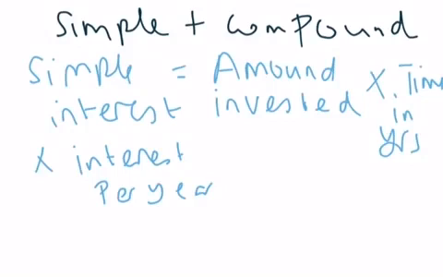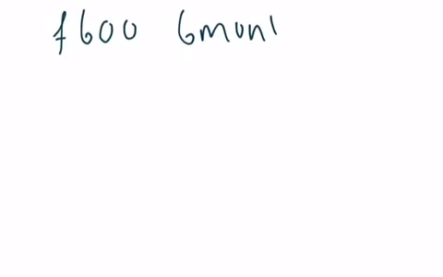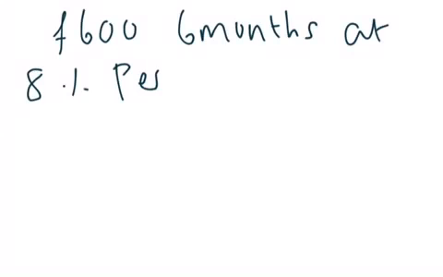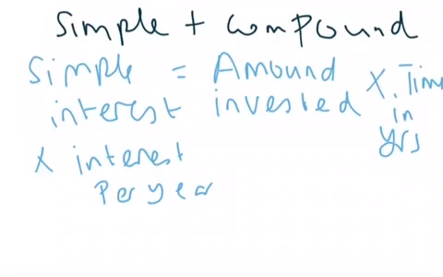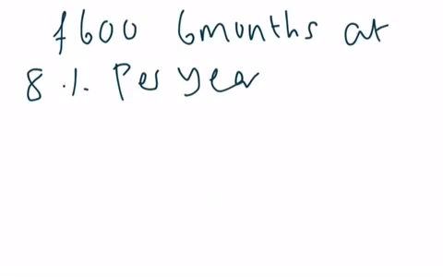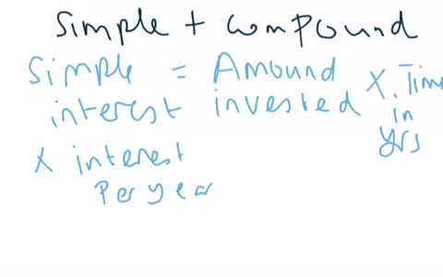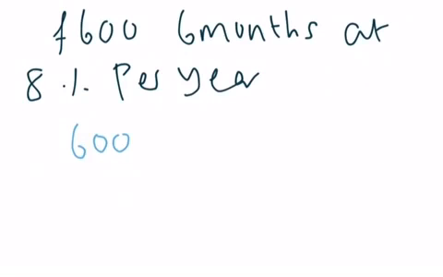Now let's do this by example. So question 1 says, find the simple interest paid on £600 invested for 6 months at 8% per year. So 8% per year. So if we go back to our formula, the simple interest equals the amount invested. So our amount invested is 600 times by the time in years. So how many years are we looking at?